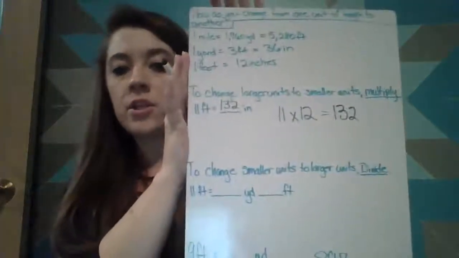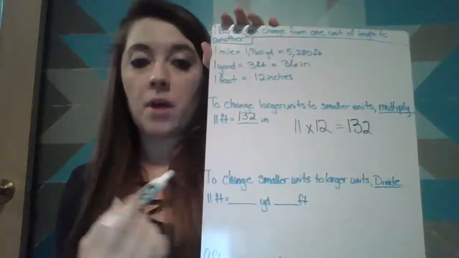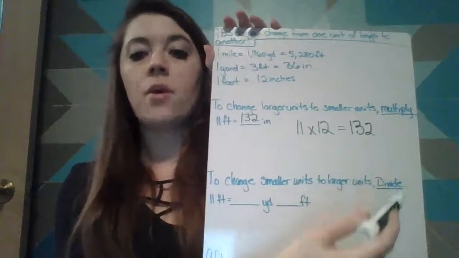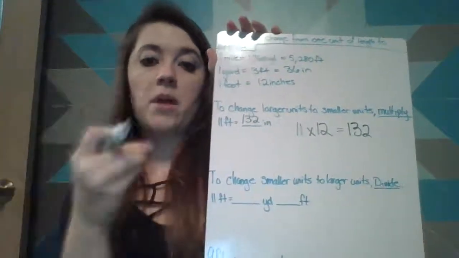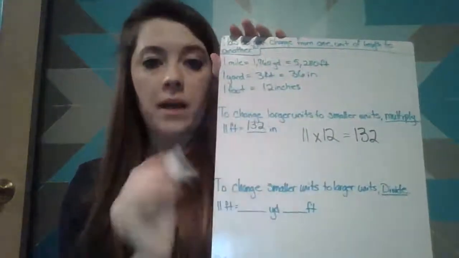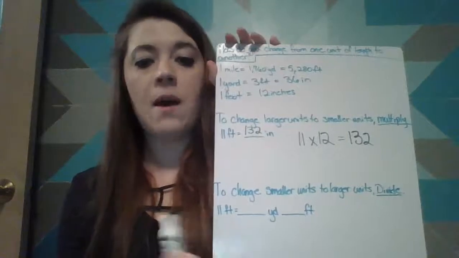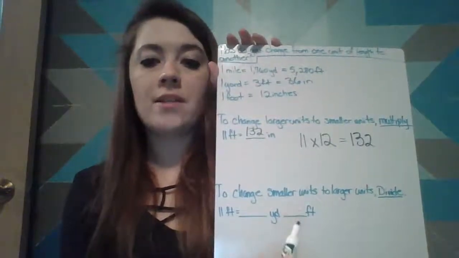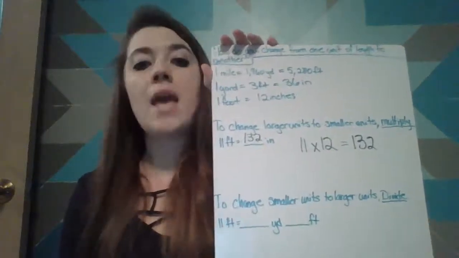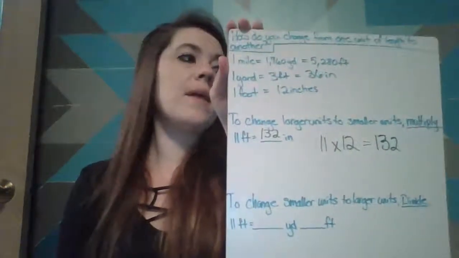Now, to go from a smaller unit, so inches is the smallest, to a larger unit, we divide. So when we're going from smaller to larger, we divide. When we're going from larger to smaller, we multiply. Keep that in mind. So we have 11 feet again, but this time we're converting it into yards and feet. It's not going to be a perfect conversion. We're not going to get a whole number on this.